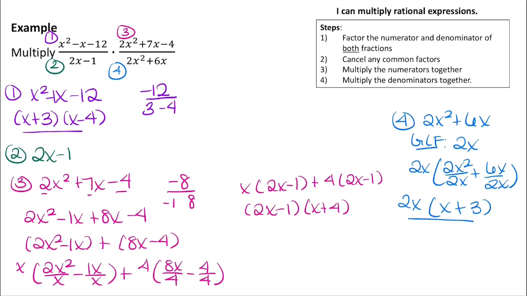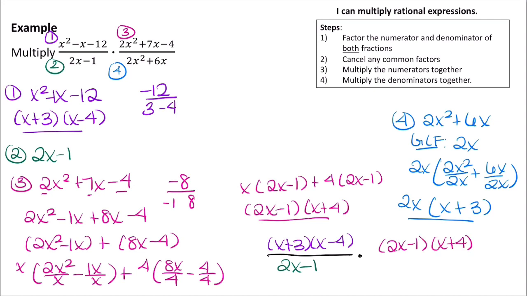Now let's put everything back in our factored form. My first numerator is x plus 3 times x minus 4, over my first denominator, which we didn't factor, that's just 2x minus 1. Then times my second numerator, which is 2x minus 1 times x plus 4, and my second denominator, which is 2x times x plus 3.